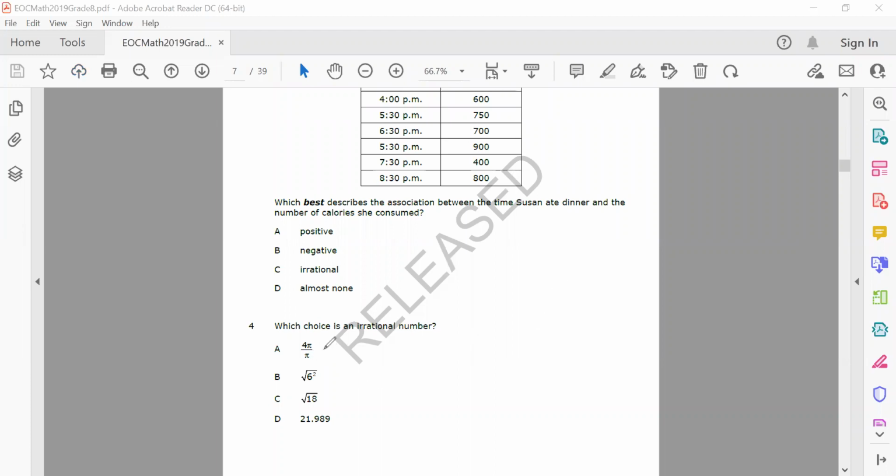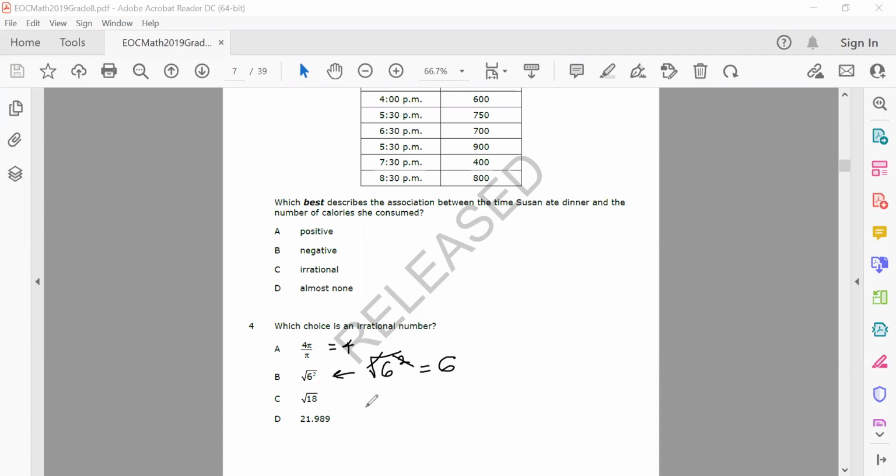Okay, looking at answer choice A, if we simplify this choice, 4 pi over pi, the pi and pi can divide into each other and cancel out. So we will be left with 4. 4 is a rational number because it can be simplified into just a basic number and it stops. It doesn't go on and on. Okay, answer choice B, square root and squared are opposites of each other. So basically, the square root of 6 squared, the square root can cancel out the squared, and that simplifies to 6.